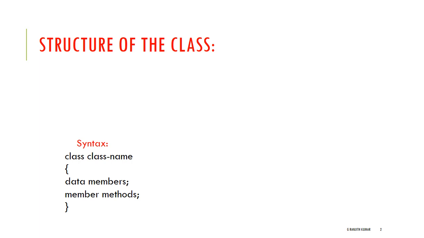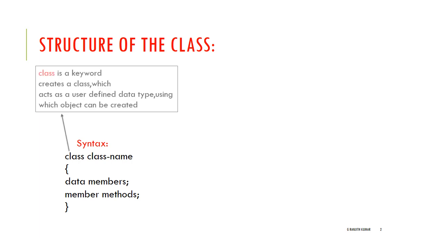In this syntax, the first word, class, is a keyword used to create the class. Whenever we want to create a class in a Java program, we should start with the keyword class, and that creates a class which is going to act as a user defined data type, using which objects can be created for that class.